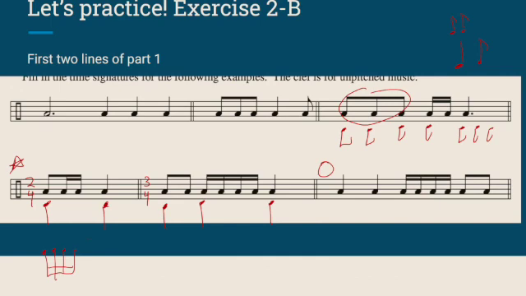So if we're looking here at what I drew on the bottom, I have 8th notes, right? And I have 7 of them. What would you write for your time signature? If you wrote 7/8, you're correct.